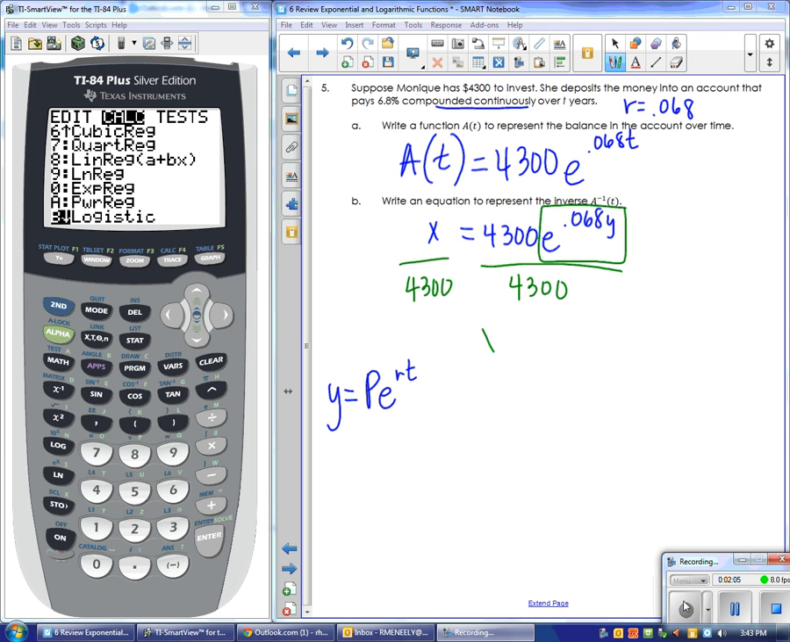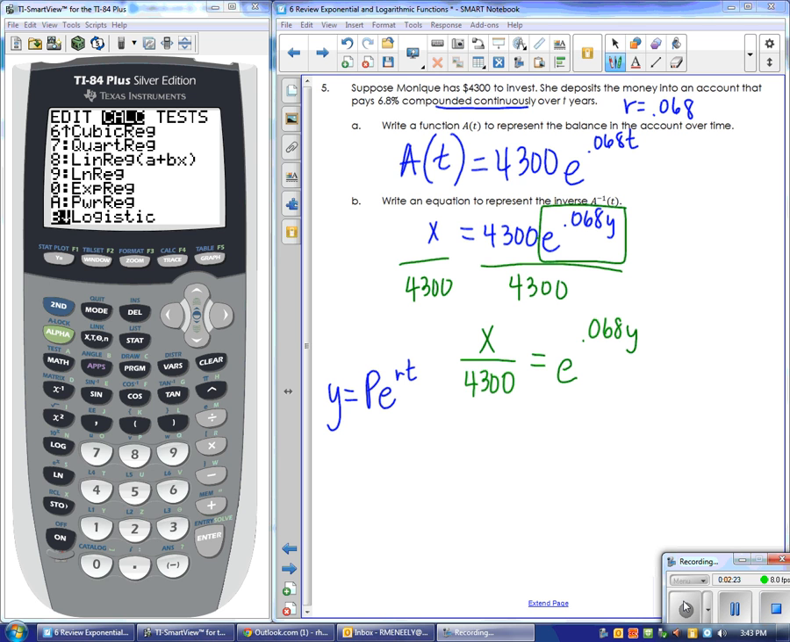And so that leaves me with x over 4,300, and that now equals e to the 0.068 y. Now, to get the y out of the exponent, I have to rewrite this equation using what I know about the inverse of an exponential. And the inverse then is going to be the logarithm.